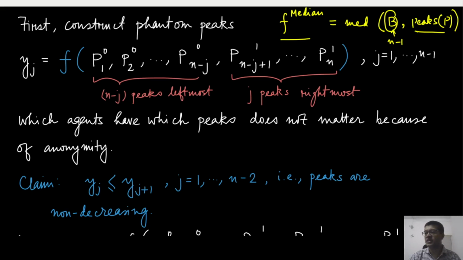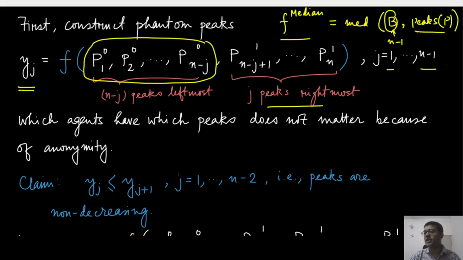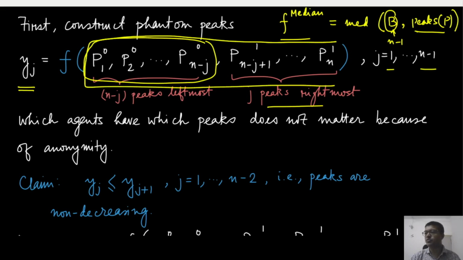The phantom peaks are as follows. We are going to construct the jth phantom peak, where j varies from 1 to n-1. So here is the construction. We take the first n-j players to have their peaks at the leftmost point. So this p_i superscript 0 means that all these players have the peak on the leftmost point, and for the other players, all the other j peaks are at the rightmost position. So consider this preference profile, apply f on that. That is going to be our y_j, the jth phantom peak.